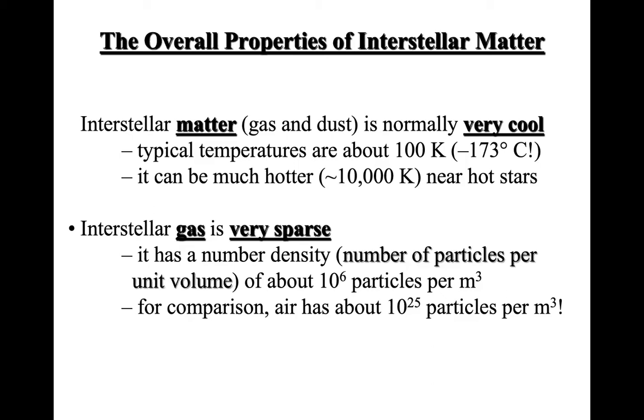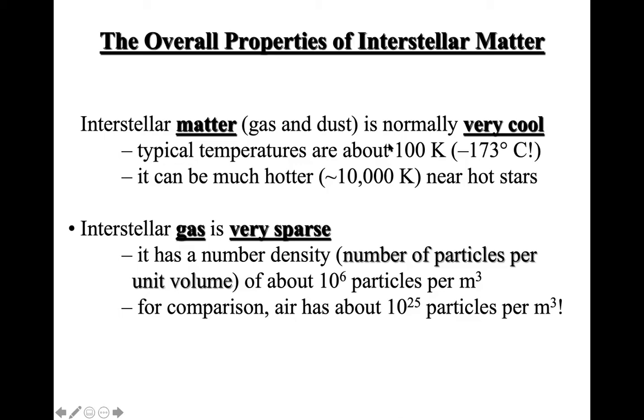Now, if I convert it into Celsius, you know that it's around minus 173 Celsius, right? However, there is an exception for this. When you have interstellar matter close to hot stars, they get heated up because of these hot stars, and then the temperature can go up to 10,000 Kelvin, right?